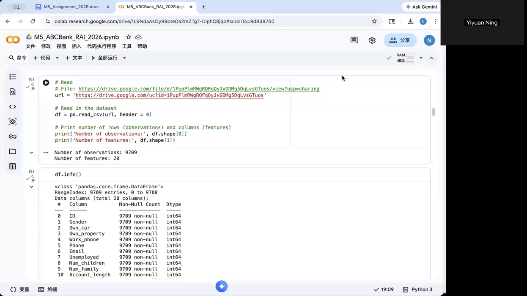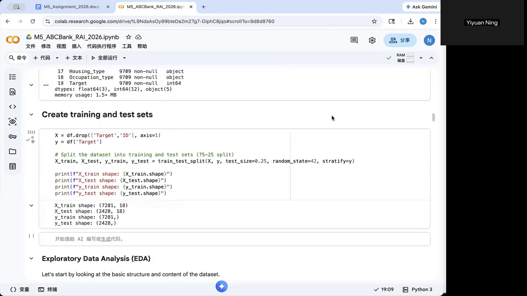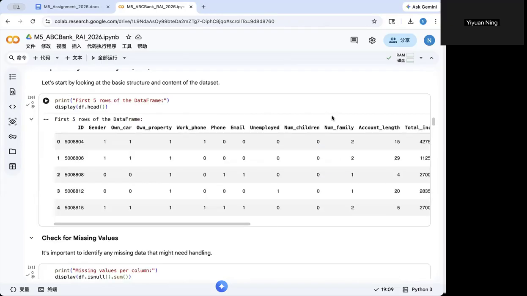Hi everyone, today I'm going to show you the process of how I build a machine learning model to predict whether to approve the credit card application. After loading the data, I conducted exploratory data analysis. I started by checking for missing values to make sure the dataset was clean and complete. Then I analyzed the numerical and categorical features to understand their distributions and general patterns.